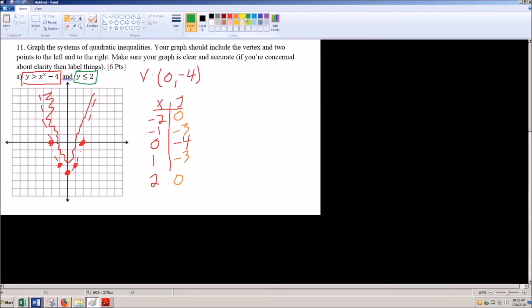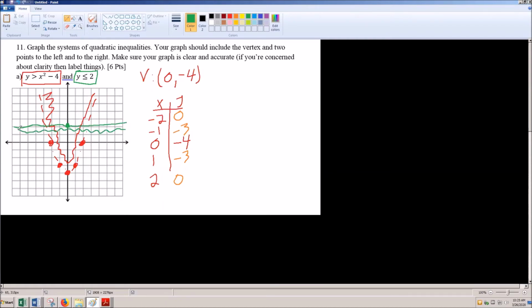The second half of this problem says y is going to be less than or equal to 2. This is the stuff we did before. So y equals anything is going to be a horizontal line. So here my horizontal line is going to be at 2, and here it's going to be bold. And the reason why it's bold is because it's less than or equal to. So here's my horizontal line there, and I want to shade below this thing.